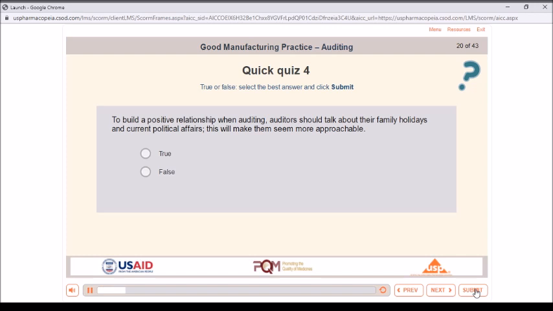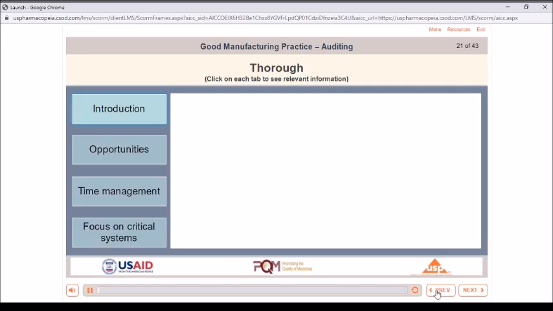Quick Quiz 4. True or false? Select the best answer and click Submit. To build a positive relationship when auditing, auditors should talk about their family holidays and current political affairs. This will make them seem more approachable. True, false.